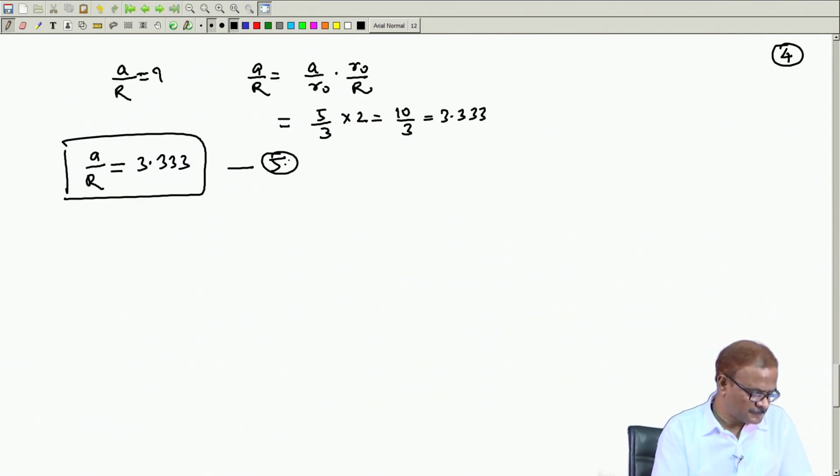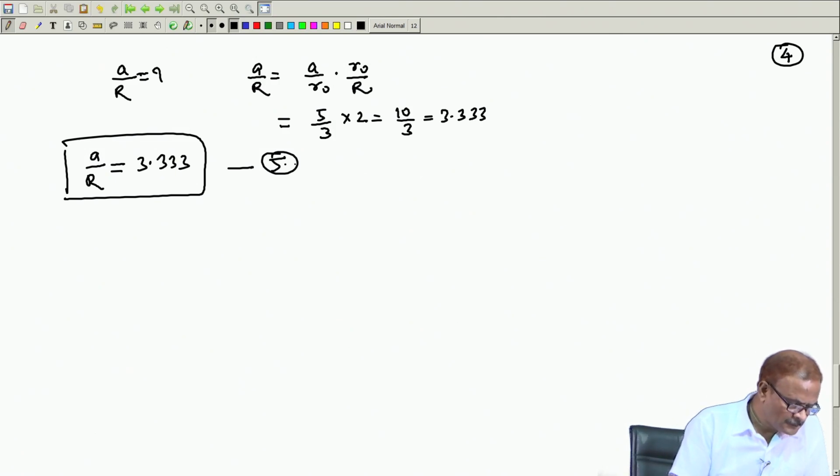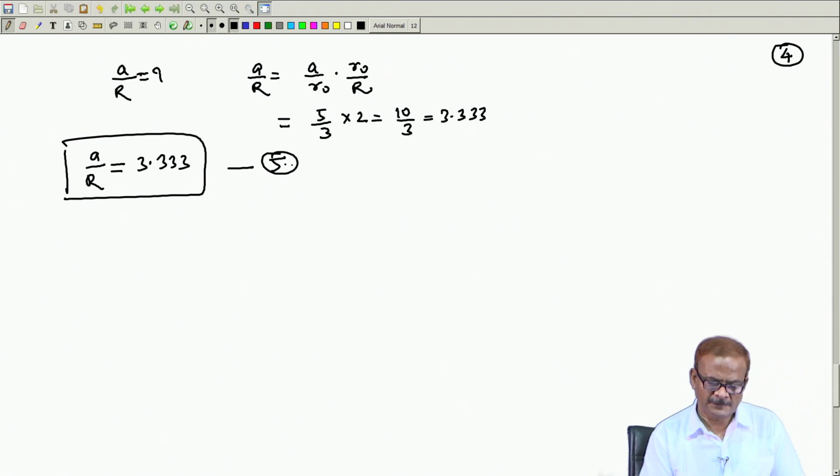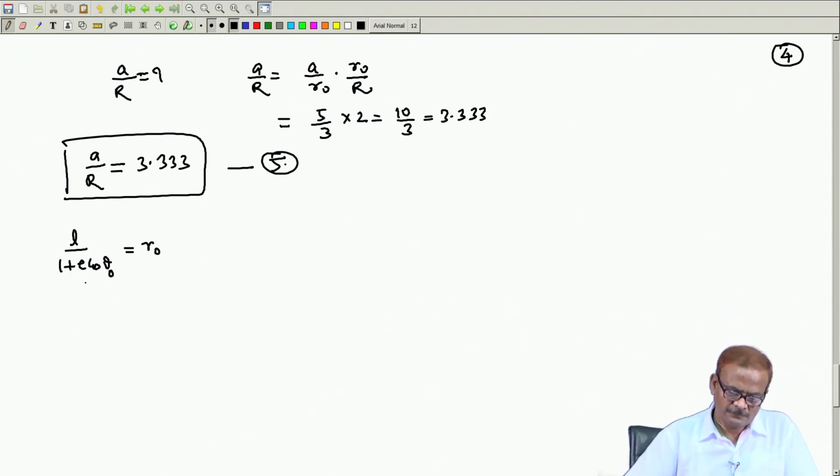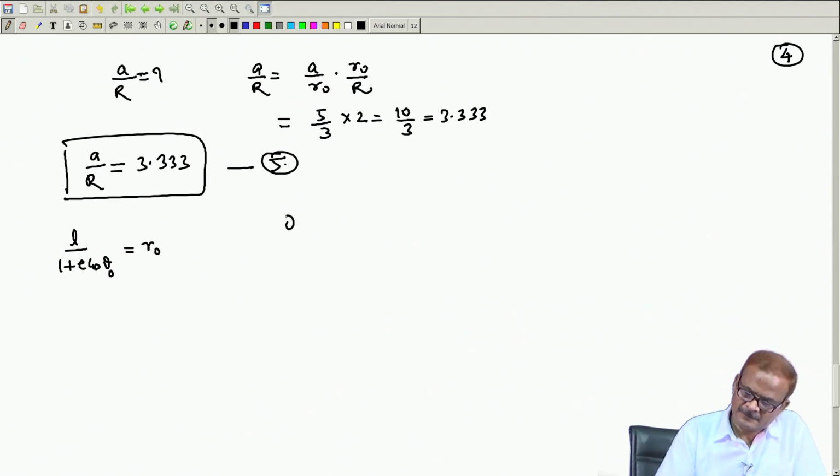Okay, what else is remaining? Determine the orbit parameters e, a, r and establish the initial position with respect to perigee. So, we have to determine theta also. We proceed in the usual way: L by 1 plus e cos theta equal to r 0, and this is theta 0. So, here what is required is theta 0 equal to what?